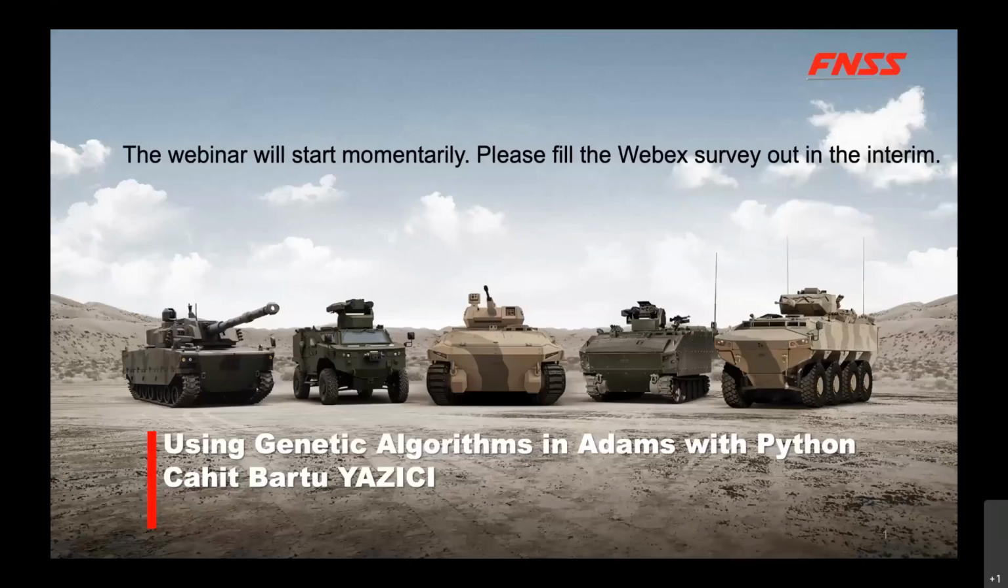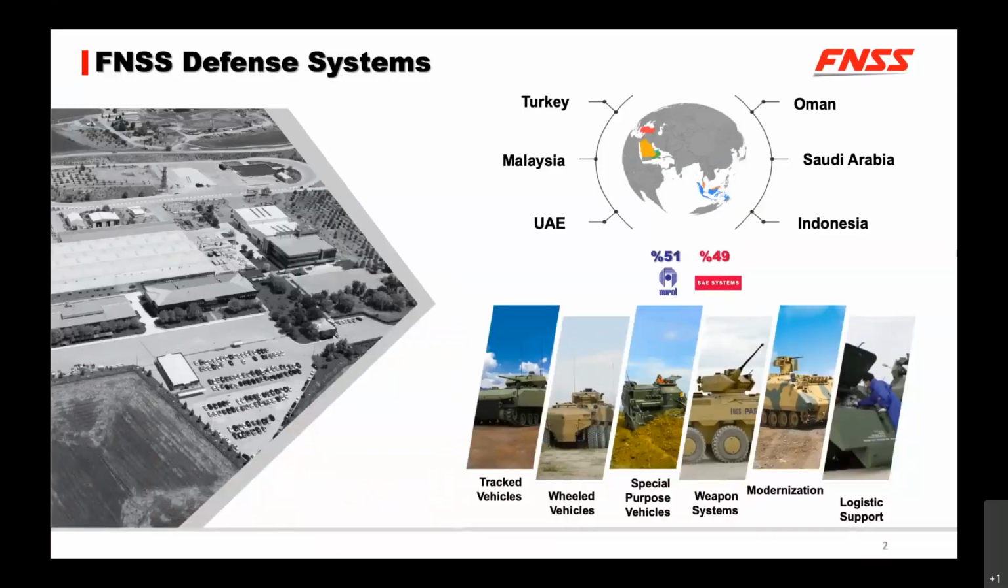Cahit Bartu Yazıcı, and today I will talk to you about using genetic algorithms in Adams Python. I have been working as a modeling and simulation engineer at FNSS for almost 4 years. FNSS is a joint venture between Nurol Holding and BAE Systems. FNSS produces land mobility vehicles, armored vehicles, a variety of vehicles, including tracked and wheeled vehicles.